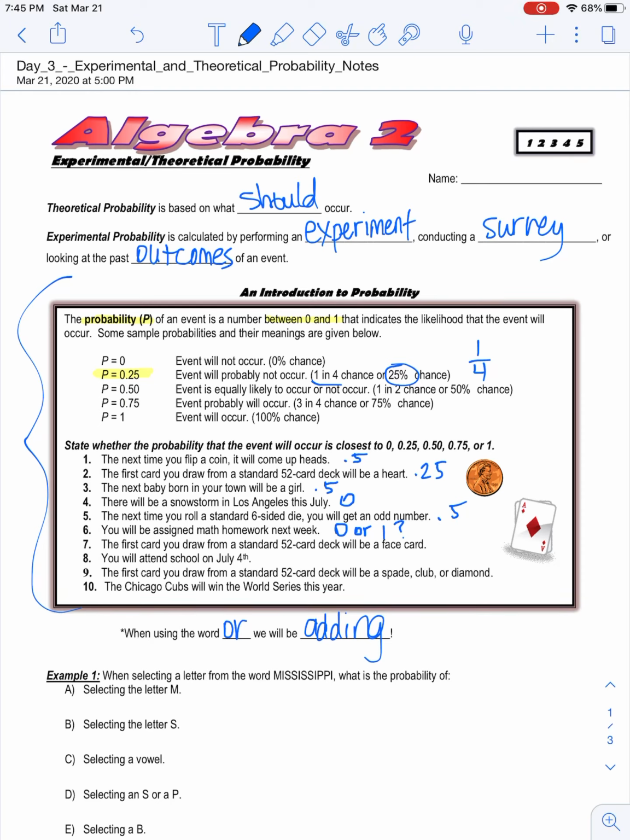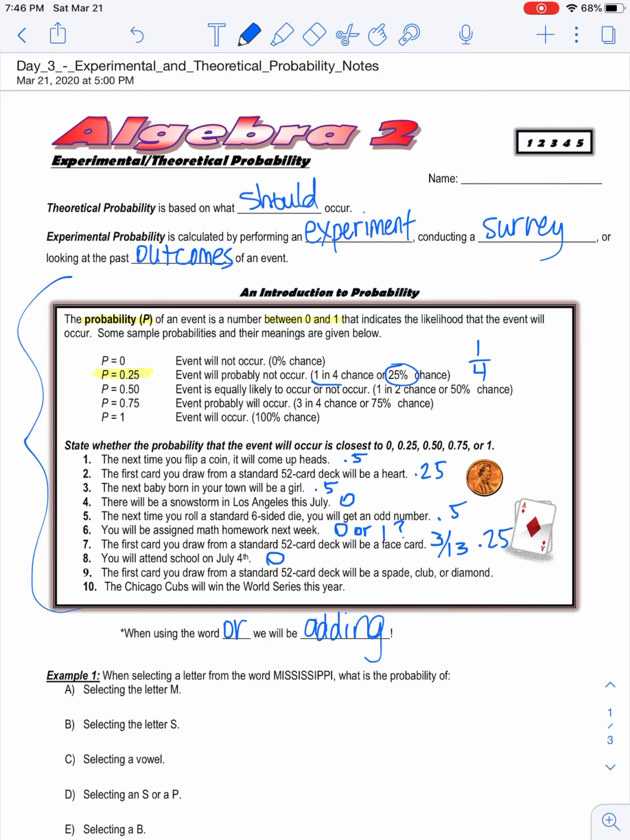Number 7, the first card you draw is a face card. There are the jacks, the queens, and the kings. 3 types of face cards out of 13 different types of cards. So that is pretty close to 1/4. Not exact, but it's closest to 0.25. What's the probability you will attend school on July 4th? That's 0. Even if you're in summer school, you usually have that day off.